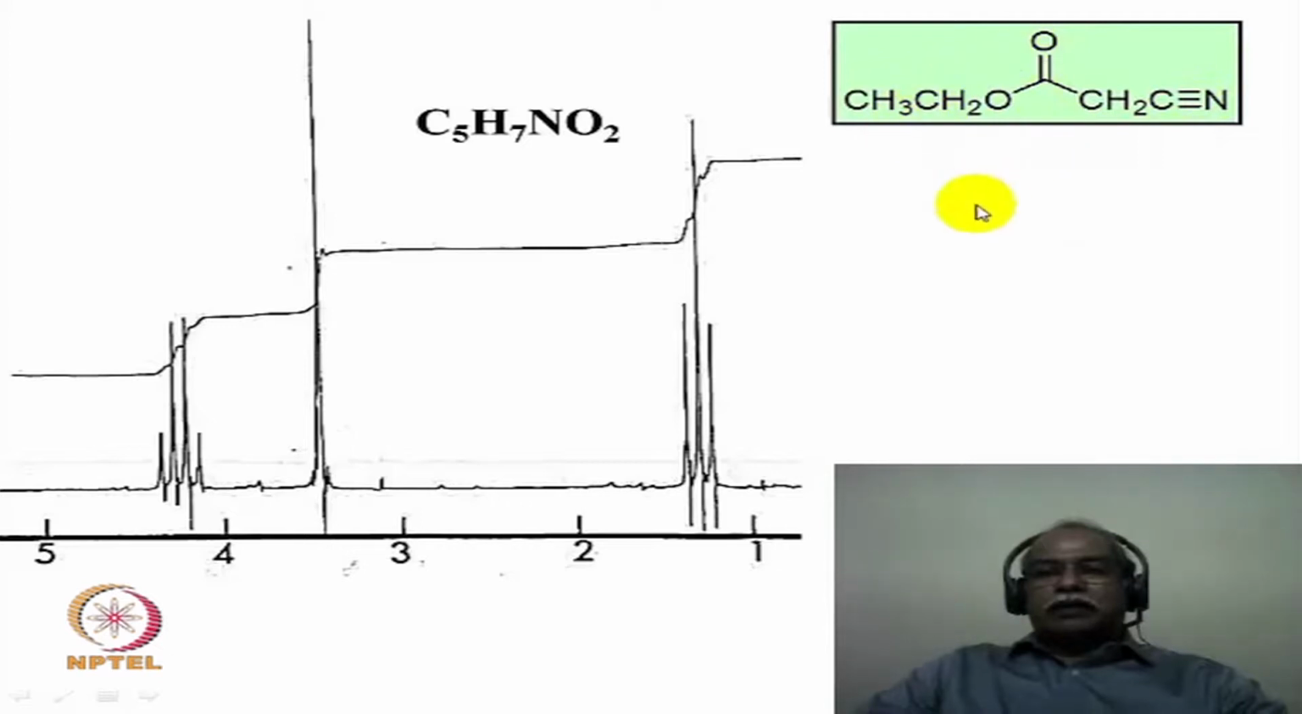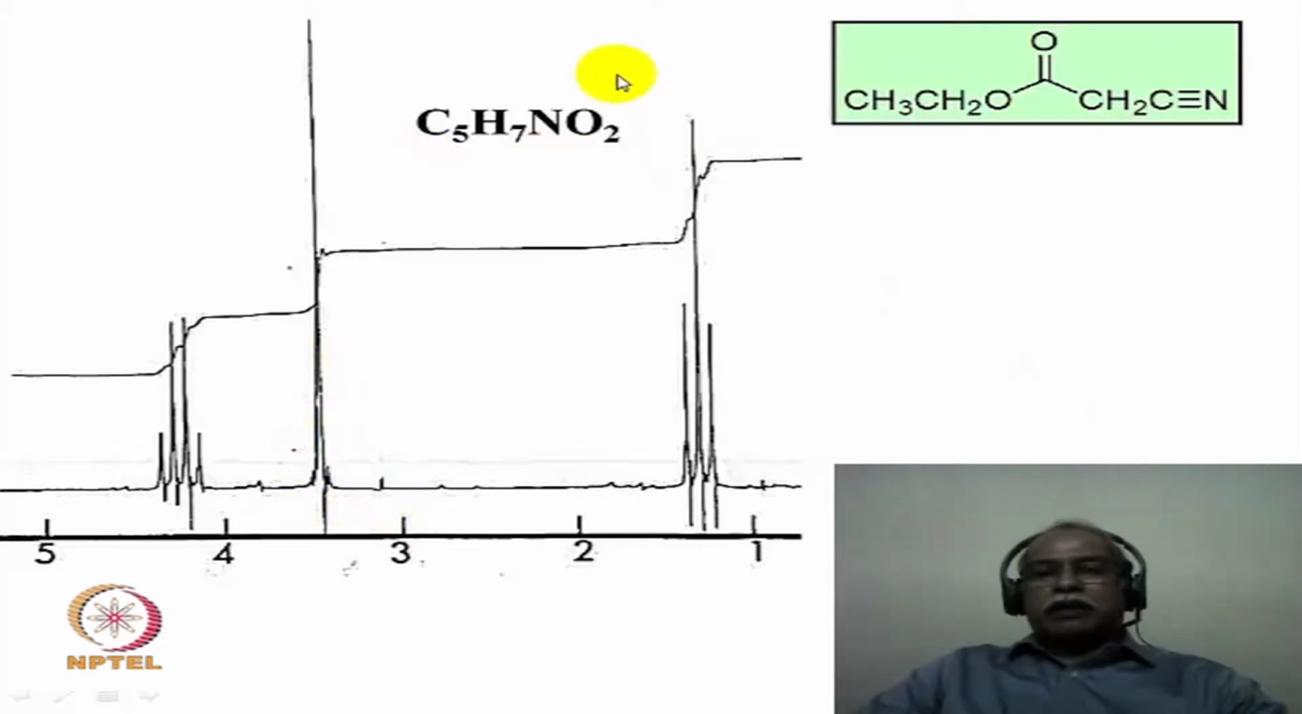Now having got the structure, one can go back and interpret this molecule. The OCH2CH3 appears as an ethyl group signature, which is a quartet above 4 ppm and a triplet around 1.5 ppm or so. And this CH2, which is a di-substituted CH2, one of the substituents is a cyano functional group, the other substituent is a carbonyl functional group. So that appears as a singlet around 3.5 ppm or so.